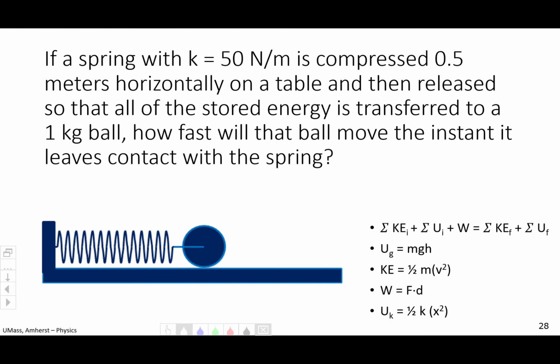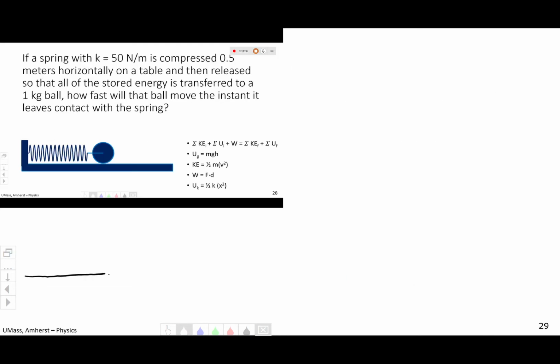So here's a question that I'm going to do out for you. A spring with K equals 50 newtons per meter is compressed 0.5 meters horizontally on a table as the diagram shows, then released so that all the stored energy is transferred into a 1 kilogram ball. How fast will that ball move the instant it leaves contact with the spring? Very interesting question here. So this is like your dart gun analogy. If I want to know how fast will my dart leave the dart gun? So let's go ahead and draw an energy bar chart for this situation.